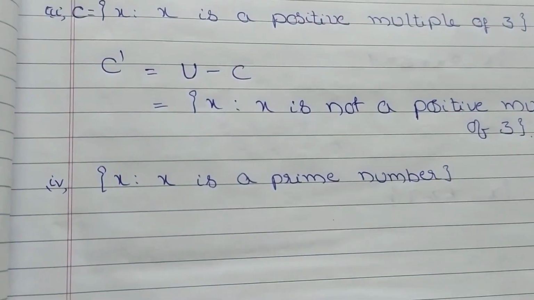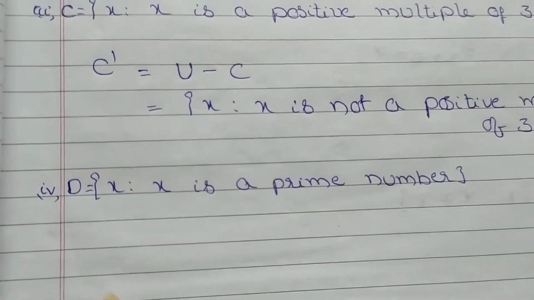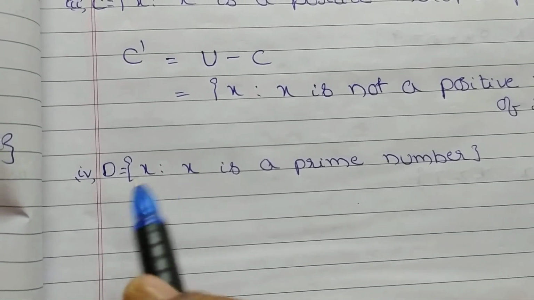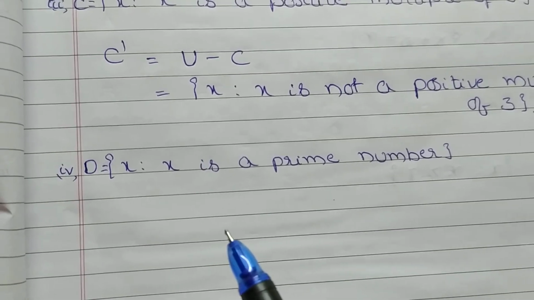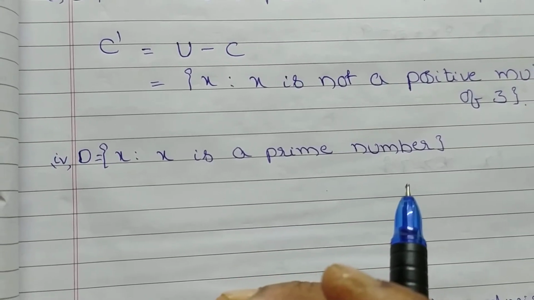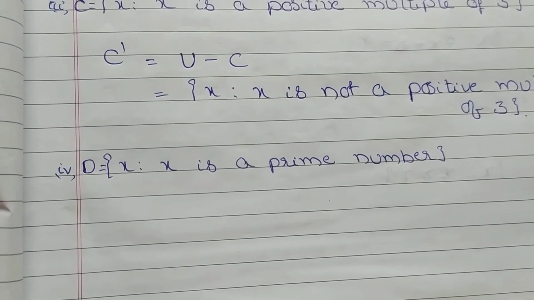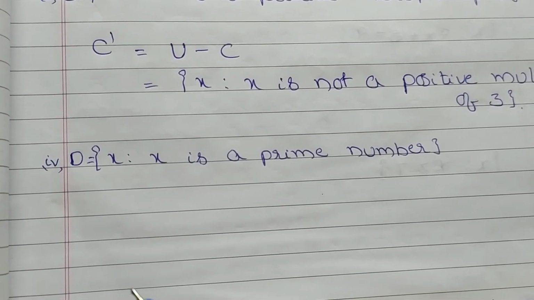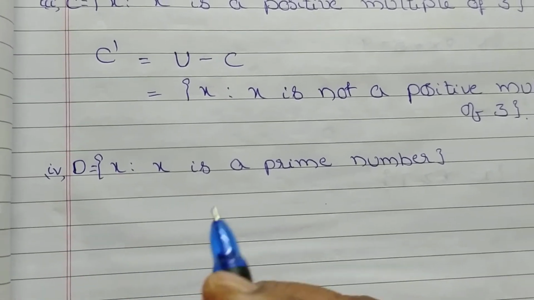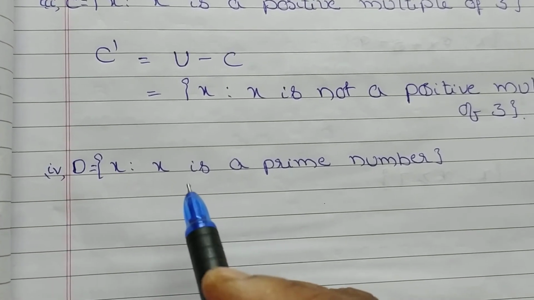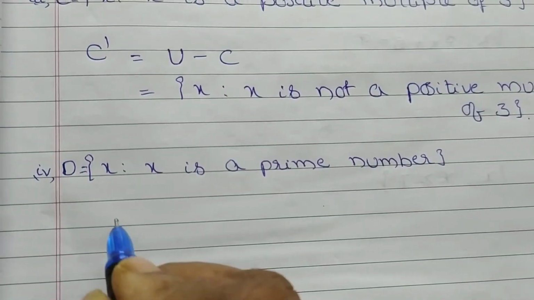Now let us consider the next problem as the set D. So D complement they are asking. D is x such that x is a prime number. If I remove the set of prime numbers from the whole natural numbers, other than the prime numbers, what will be the numbers? It will be the composite numbers. Or otherwise you can write it as x such that x is not a prime number. So all other numbers you will be getting.